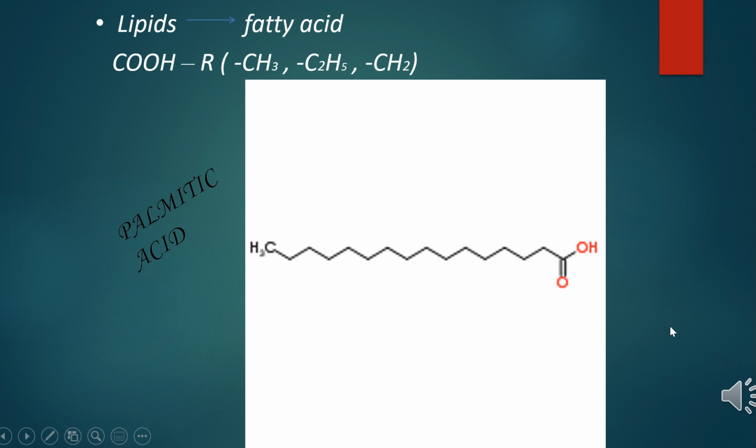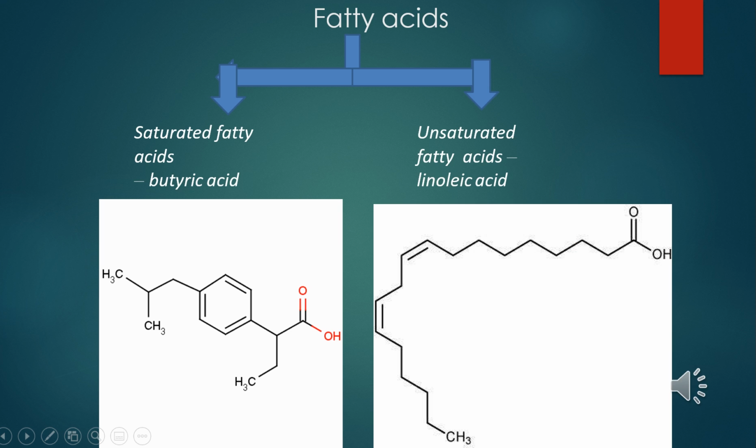This is showing the structure of a fatty acid, palmitic acid, in which there is CH3, then CH2 groups, 14 in number, and a COOH carboxylic group is present. This slide shows the saturated fatty acids and unsaturated fatty acids. A saturated acid is butyric acid and an unsaturated fatty acid is linoleic acid.